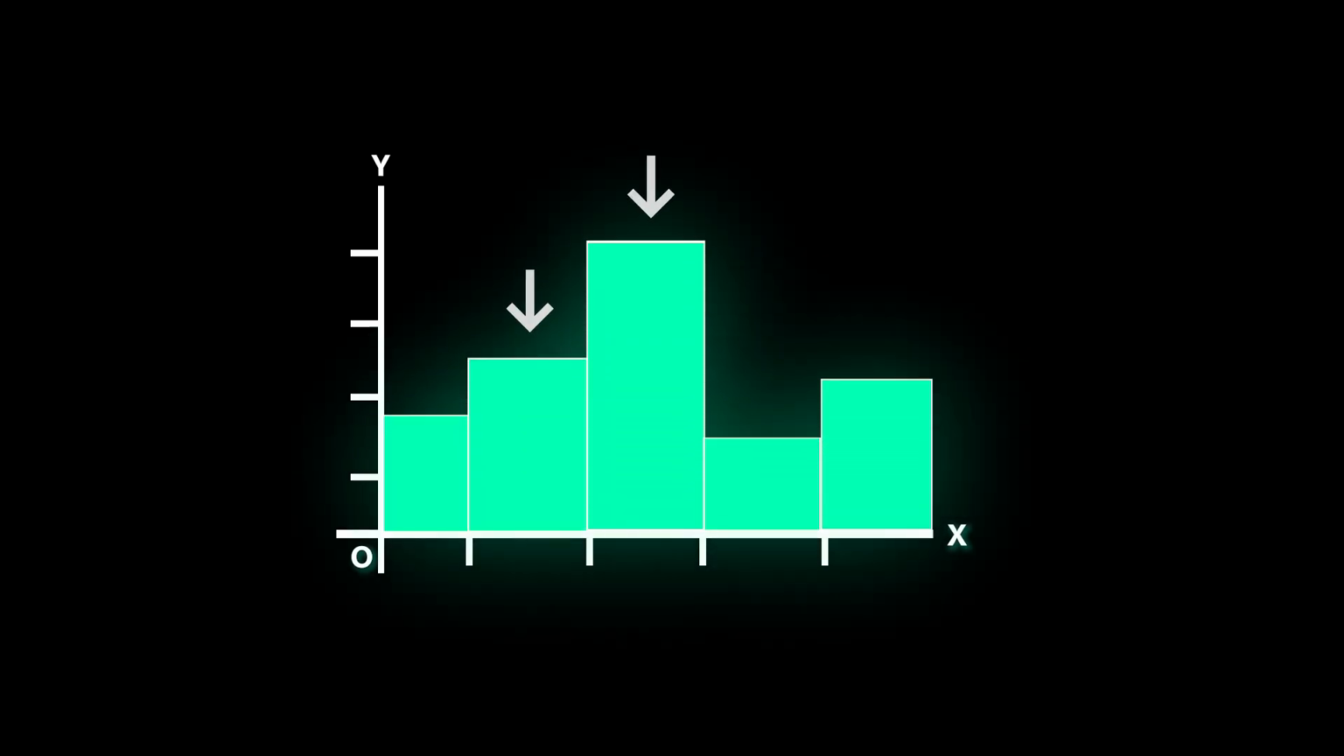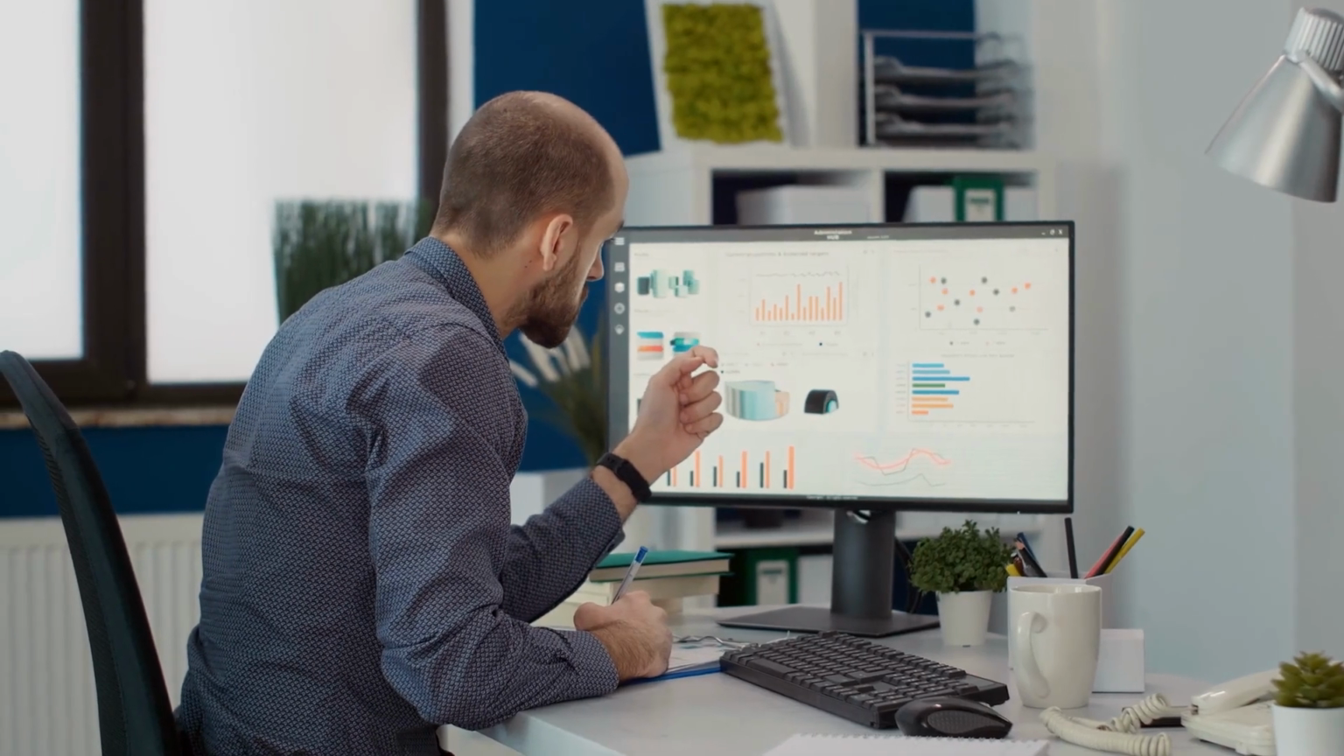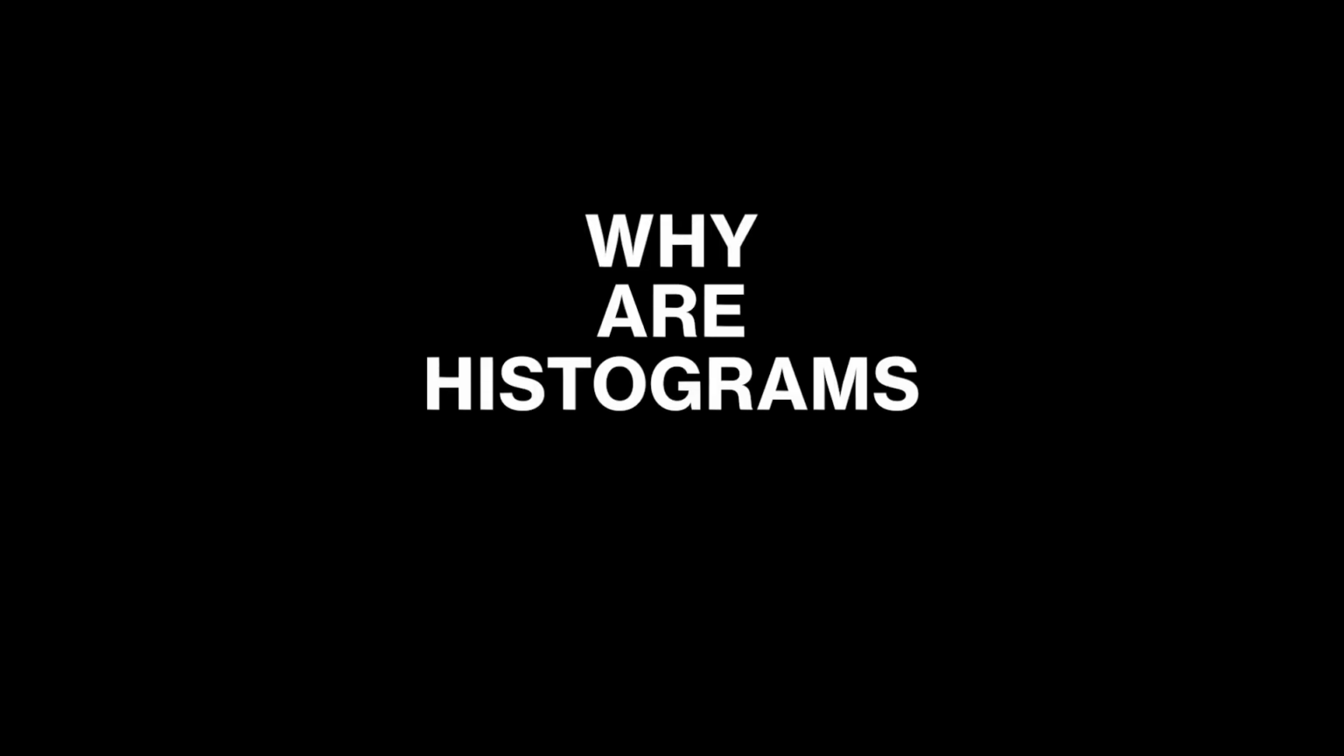So for example, let's say you've got 100 repair times. Instead of staring at all 100 numbers, you just look at the histogram and instantly see that the bar with a range between 40 and 60 minutes is taller than all others combined. Boom, pattern spotted. You now know that most repairs take between 40 to 60 minutes, and you didn't have to go through any spreadsheets. Why are histograms important?